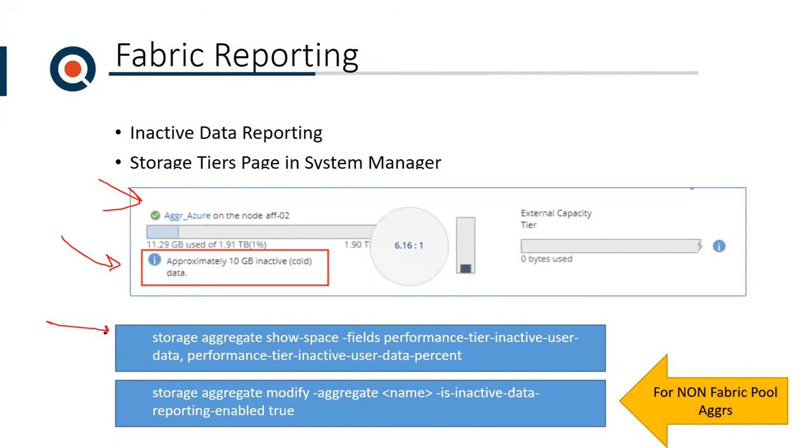So here we're seeing we have a few extra fields: performance tier inactive user data, and performance tier inactive user data %. So I can get that included in certain reports or using Performance Manager. And then if I want to enable it for aggregates that are not enabled for FabricPool, this is the option. So modify aggregate, and is inactive data reporting enabled? Set it to true.